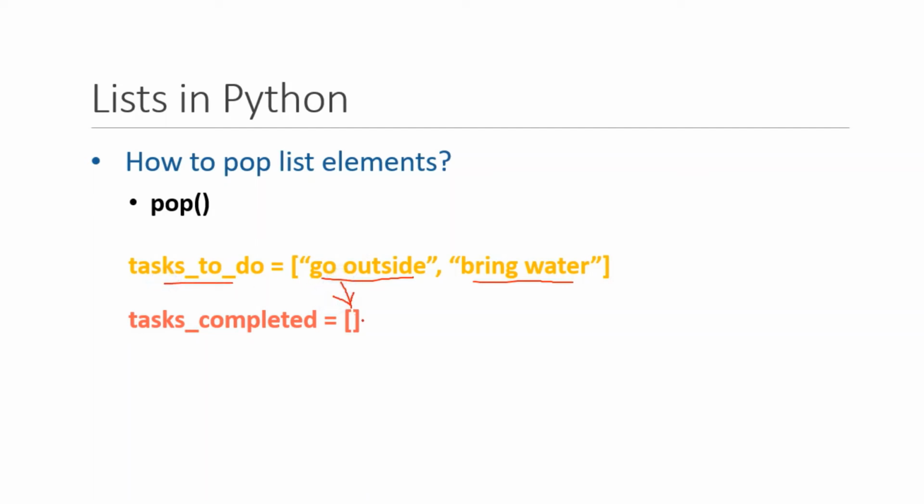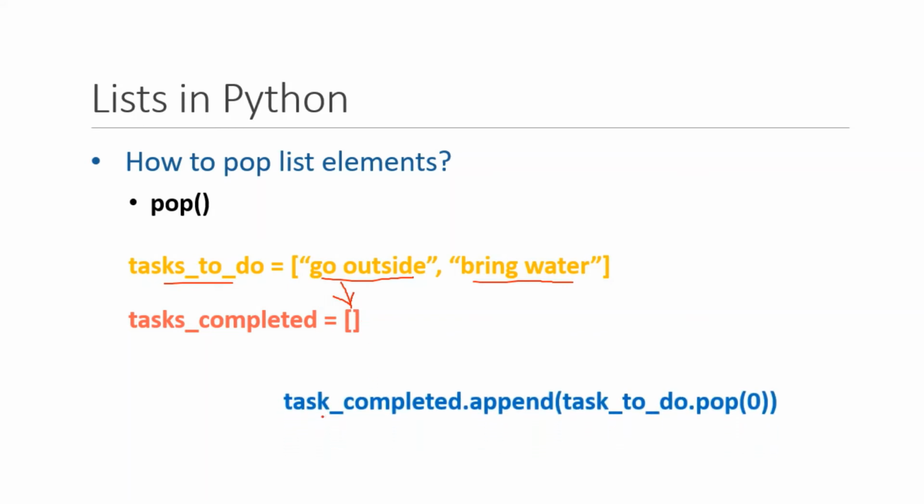So what I have to do, I have to use this syntax: task underscore completed. As we use this append function to add elements into the list, that's why I have used this append here. And after this, I will write the name of this list, task to do, and pop zeroth element of this list. So at the index number 0 we have go outside. So it will take this go outside from this list. Task to do dot pop 0 is equal to go outside. So this go outside will be appended to this task completed list.